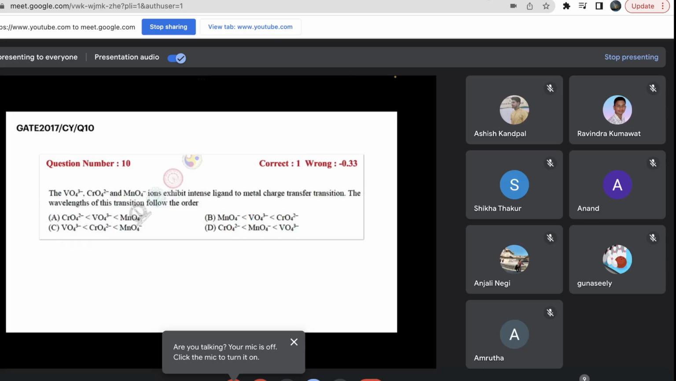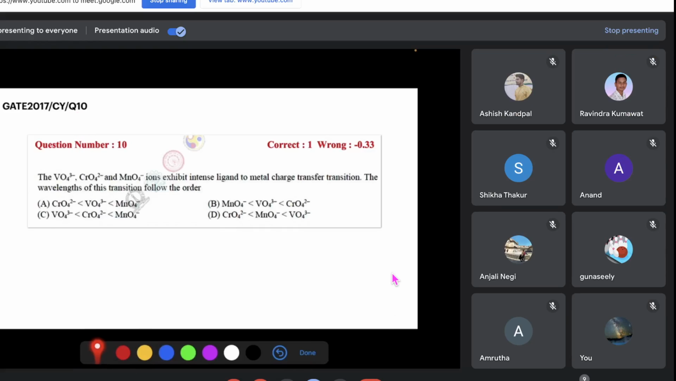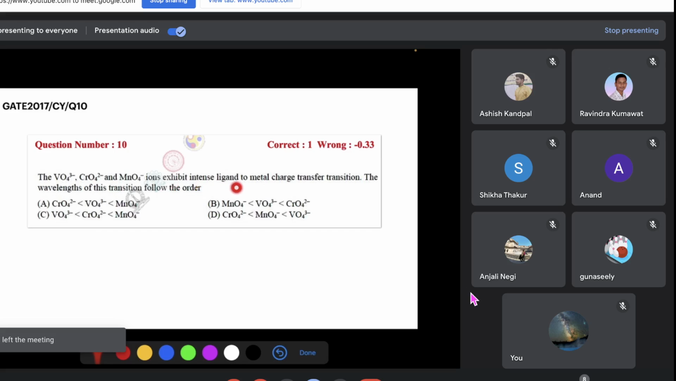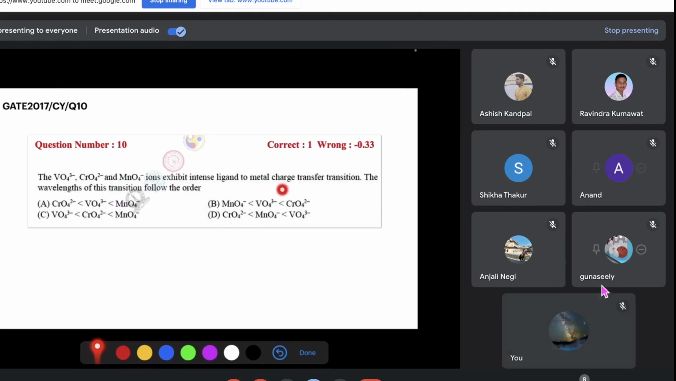Hello everyone. In this video, I will be solving GATE 2017 chemistry question number 10. This question states that the complexes vanadium oxide, chromium oxide, and manganese oxide ions exhibit intense ligand to metal charge transfer transition. The wavelength of this transition follows the order. So we have to find out the order of the wavelength of the transition.